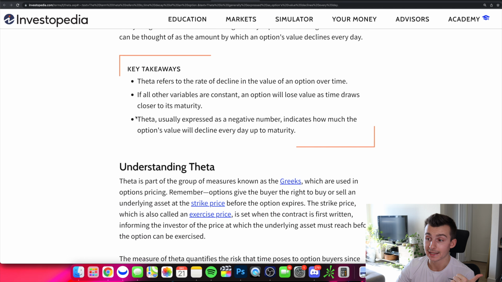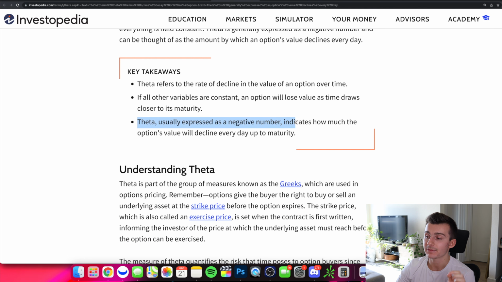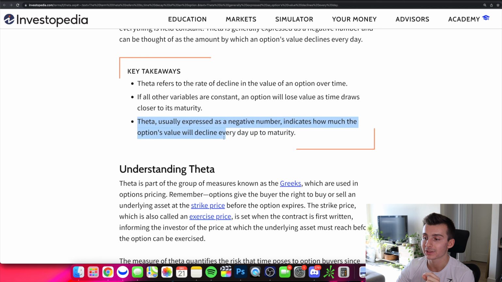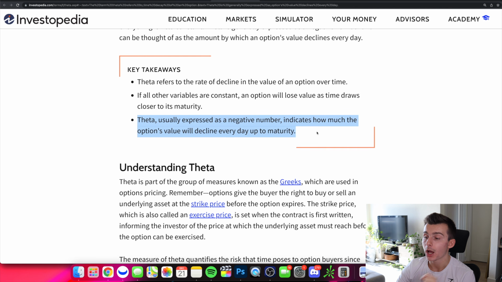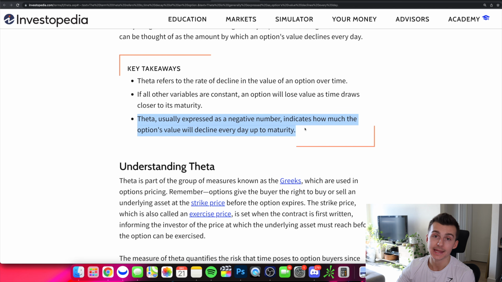Now, theta is usually a negative number, and as a negative, it indicates how much the option's value will decline every day up to the maturity or the expiration date. Okay, that's what that means.